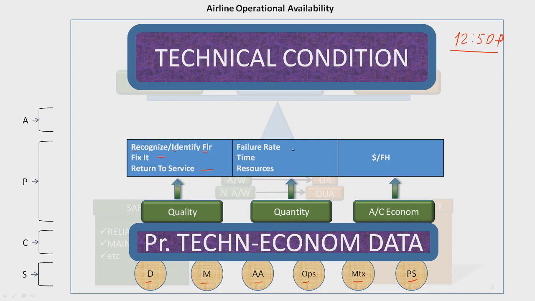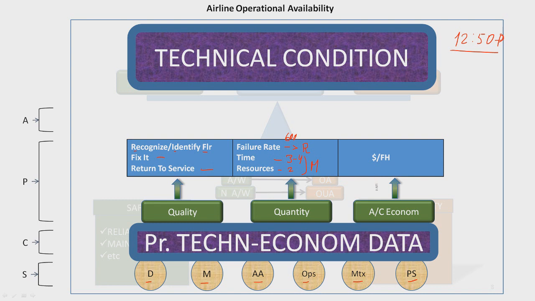Group 2, product technical quantity. We need information about product failure rate, this AC generator failure rate. Let's say every 600, 700 flight hours, which is reliability information, product reliability characteristics. We need time. We said 3-4 hours to fix it. Resources: let's say we need 2 mechanics, one certified, one non-certified. And these 2 items we have from product maintainability characteristics.